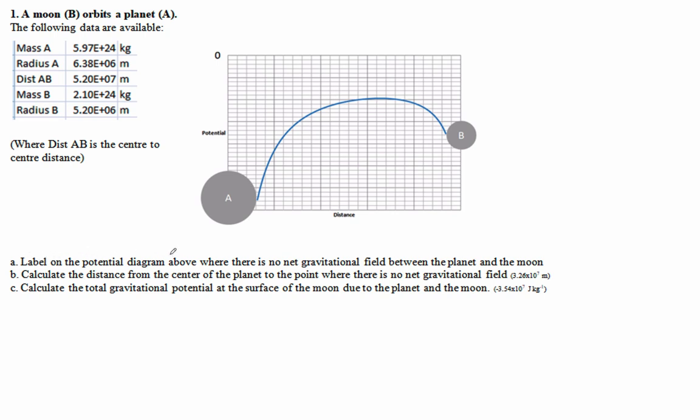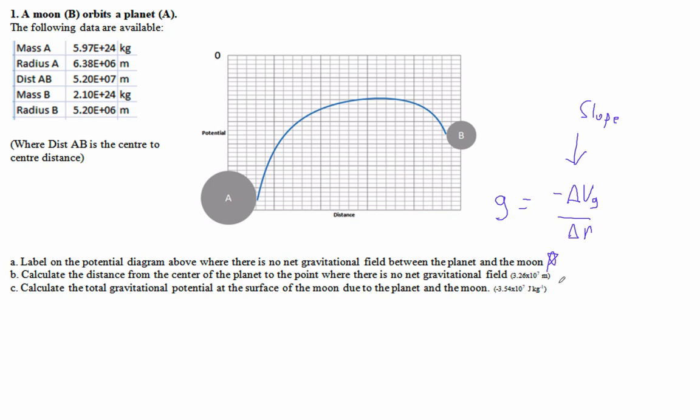Okay, so label on the potential diagram above where there's no net gravitational field between the planet and the moon. Well, let me tell you. Remember that the gravitational field is the slope of the potential, right? So if the slope is zero, then the gravity is zero. So somewhere between here and here, there's a zero slope. Just mark that spot. The zero slope. Yeah, it's pretty obvious.